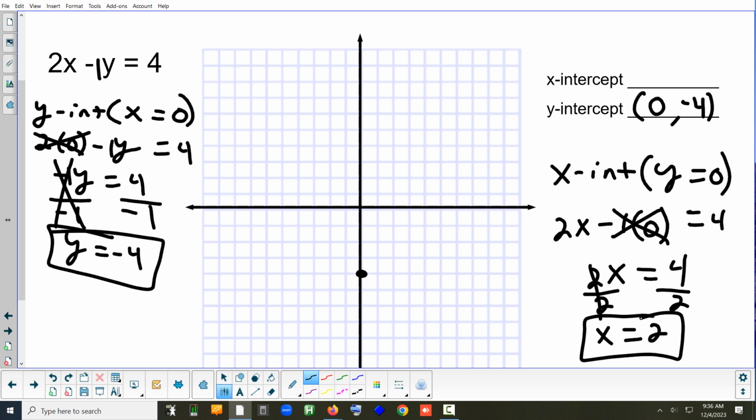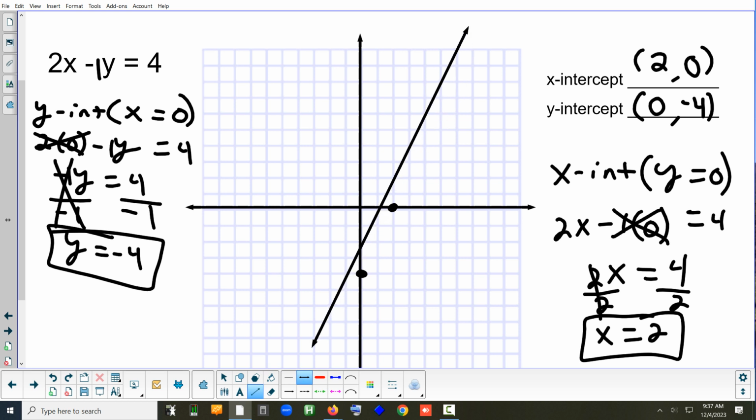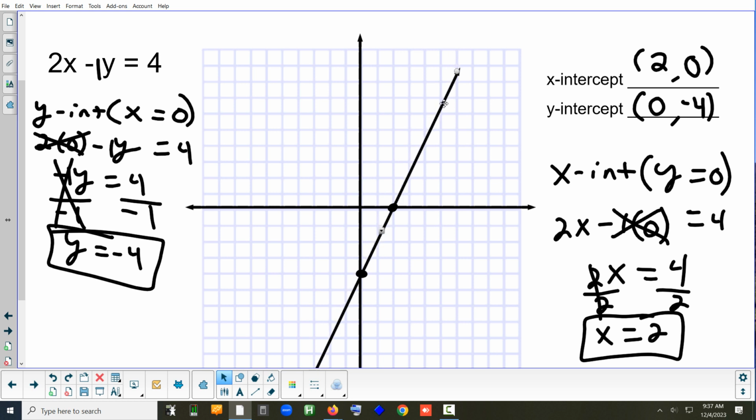Over 2. Which way is over? To the right. Yep. So we're going to go to the right 2, and let's put a coordinate. What's the coordinate for that dot that I just did? 2 and 0. Perfect. So we get the x-intercept, we get the y-intercept. What's the last thing I need to do? Where are the 2 points? Just draw your line right through them, about like that. And there you go.